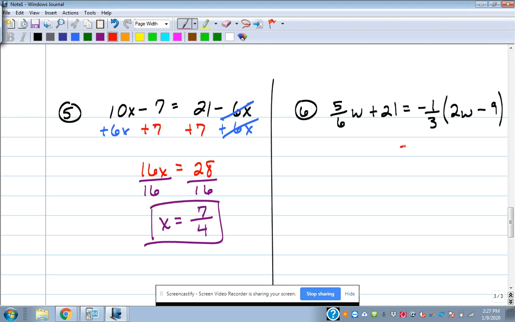So negative 1/3 times 2 would be negative 2/3. And what's negative 1/3 times negative 9? Positive 3. Negative times negative is positive. 1/3 of 9 is 3. And now we got stuff. This looks a lot like example 5 once I get to this red line here.